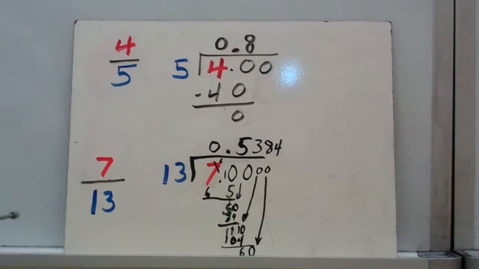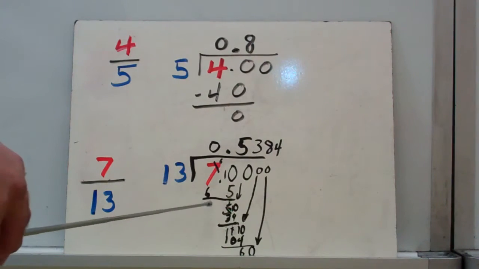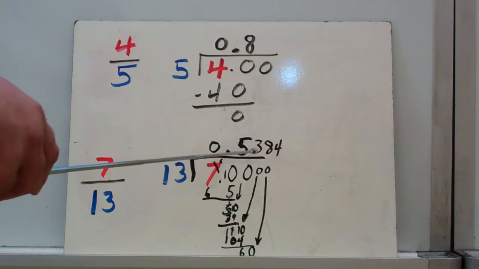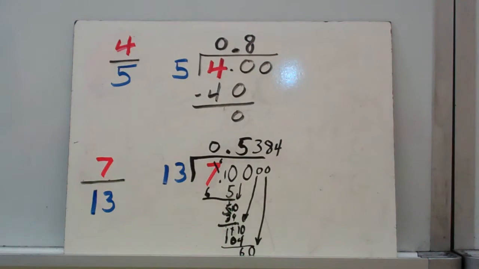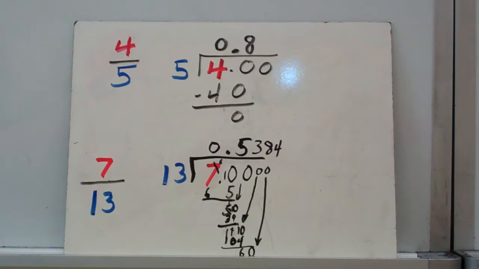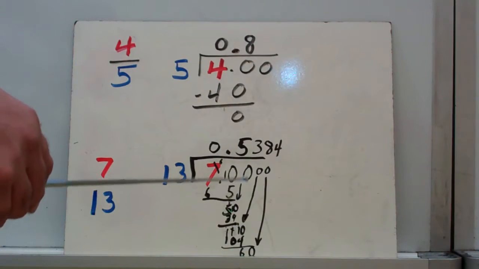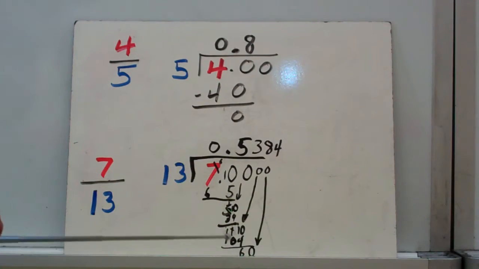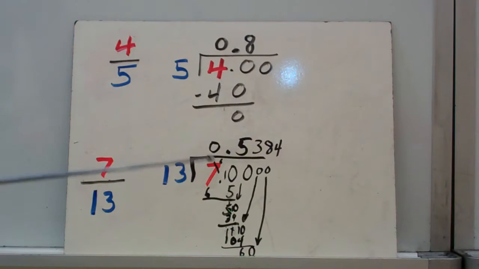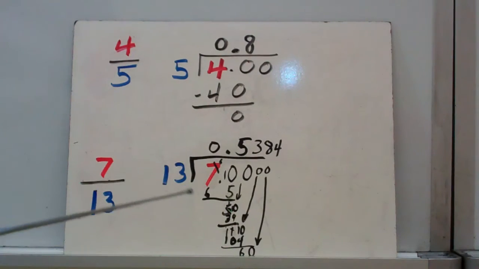So now we see how many times 13 goes into 50. That's 3 times. 3 times 13 is 39. And we subtract and we find a difference of 11. Drop down another 0. And 13 goes into 110 8 times. 8 times 13 is 104. And we find the difference between 110 and 104. We get 6. Drop down another 0. 13 goes into 60 4 times. That would be 52.